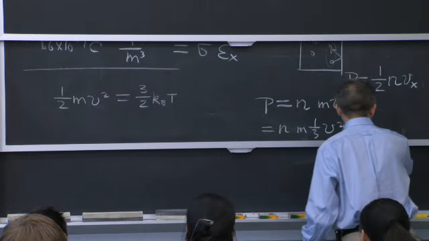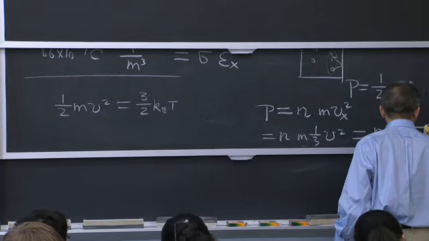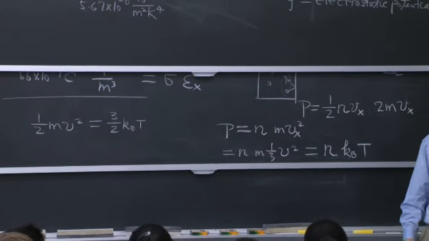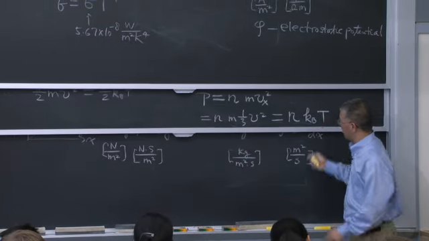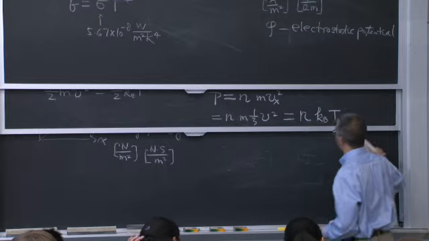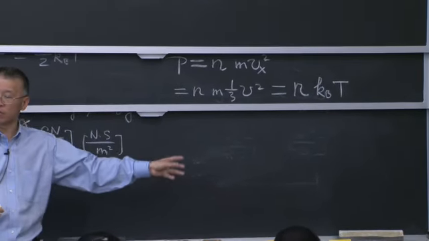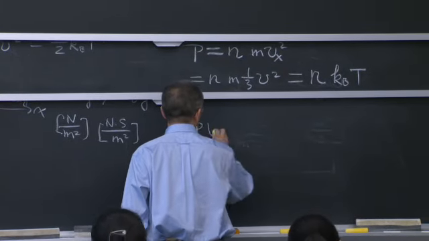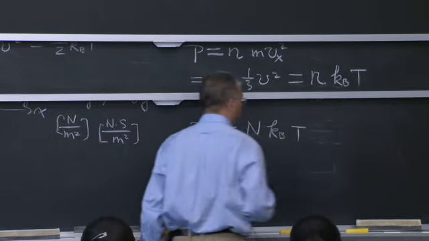So what I have here is then P equals n kBT, and this is the ideal gas law. It still doesn't look like the ideal gas law, right? One more step. And one more step, I'll stop here. Okay. So n is the number of molecules per unit volume. So I multiply by volume. So I have PV equals number of molecules times Boltzmann constant times T.